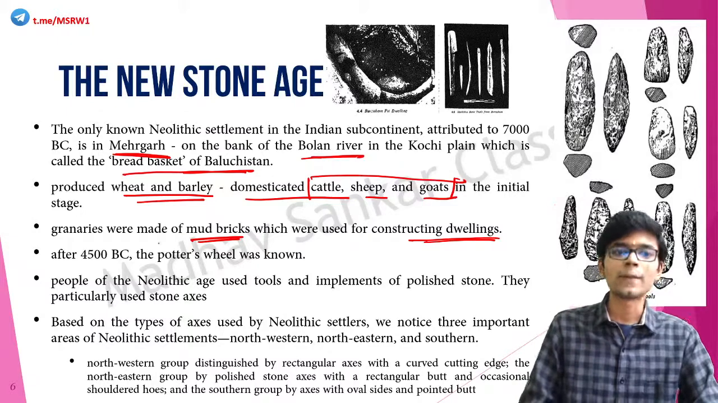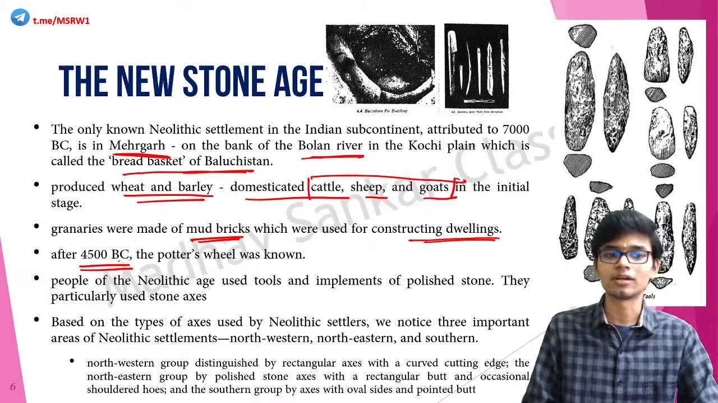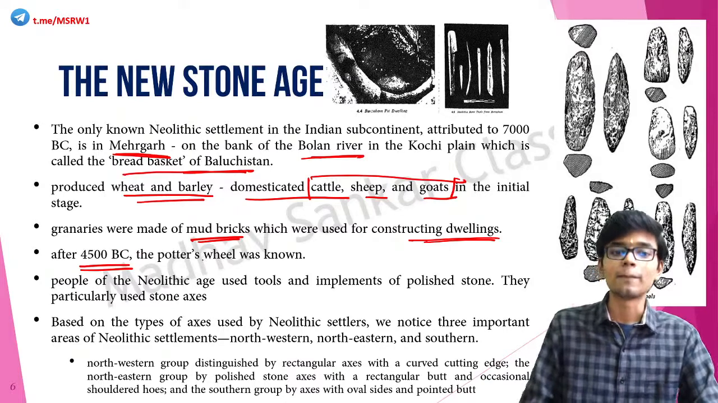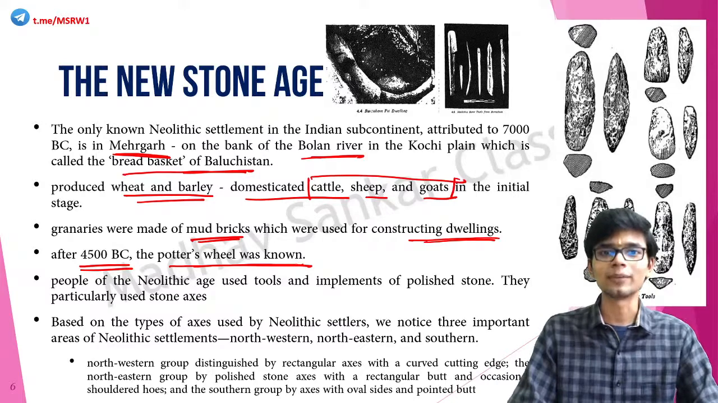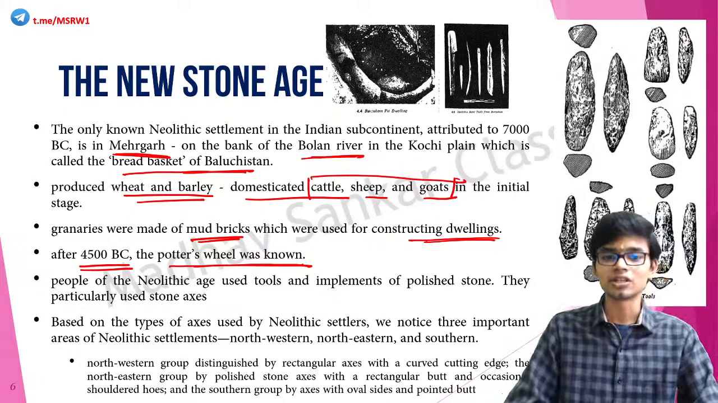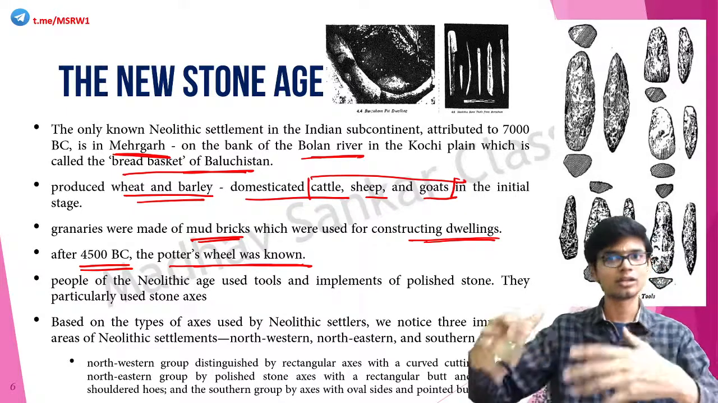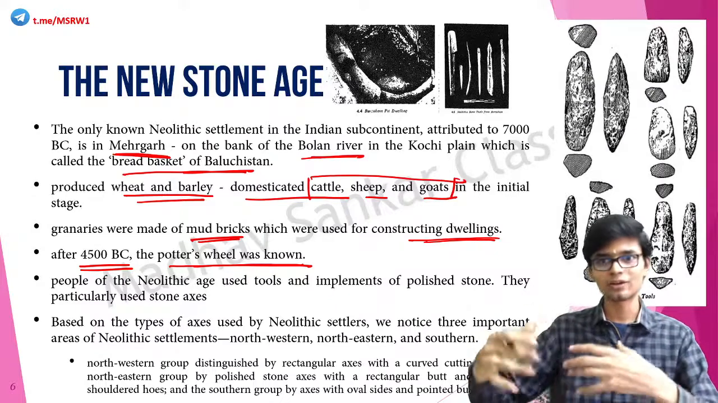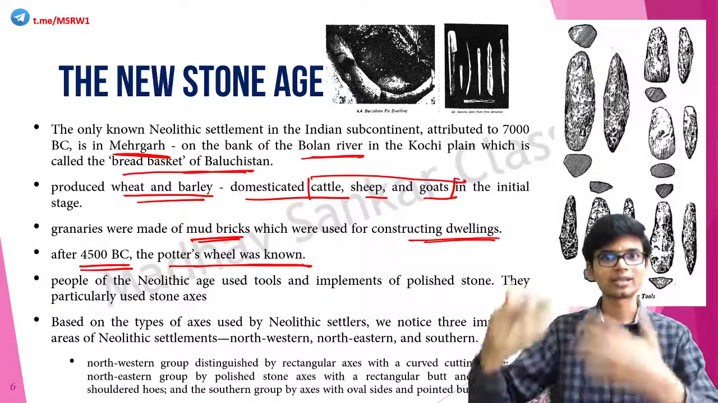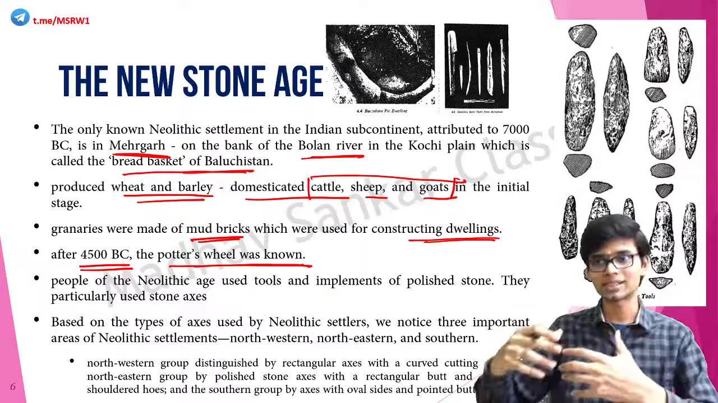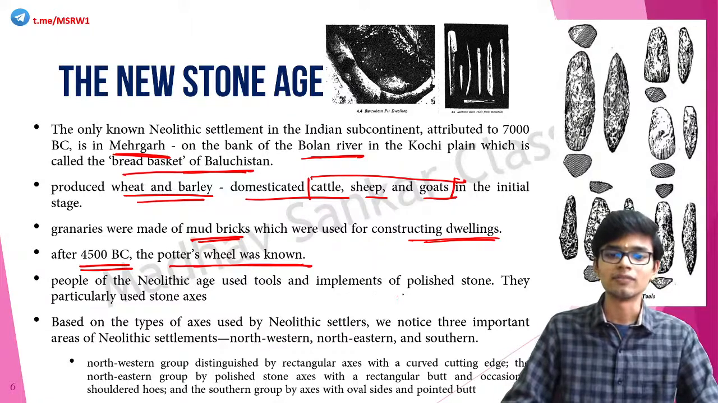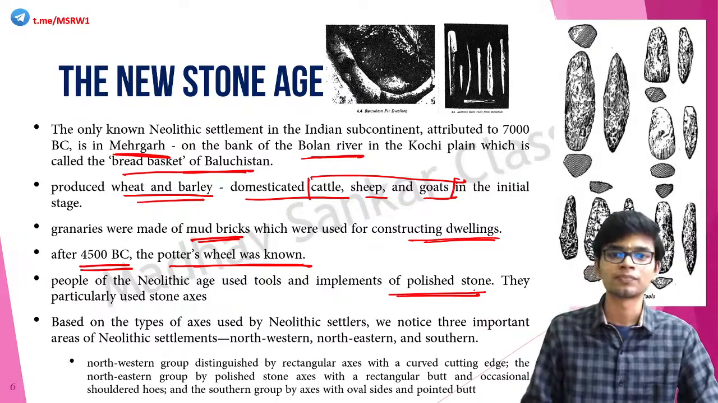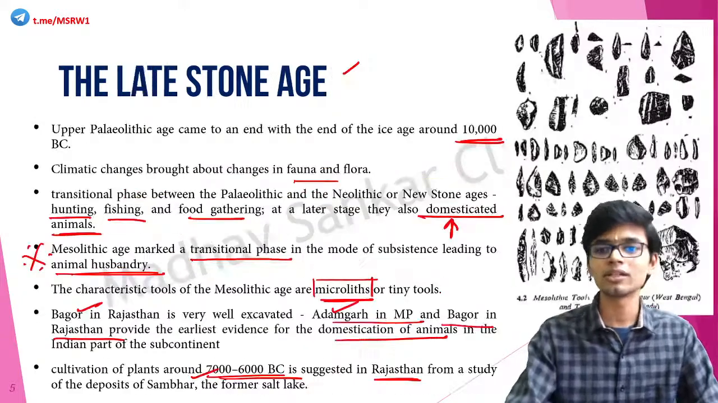And as time went on, by the period of 4500 BC, the potter's wheel was also known to man. Pottery also came into the picture by 4500 BC. So people in the Neolithic age continued their evolution from the previous periods. They began to polish their skills even more. In the tools also, this evolution was very visible. Neolithic tools were mostly implements of polished stone. It is not crude. Just look at the pictures.